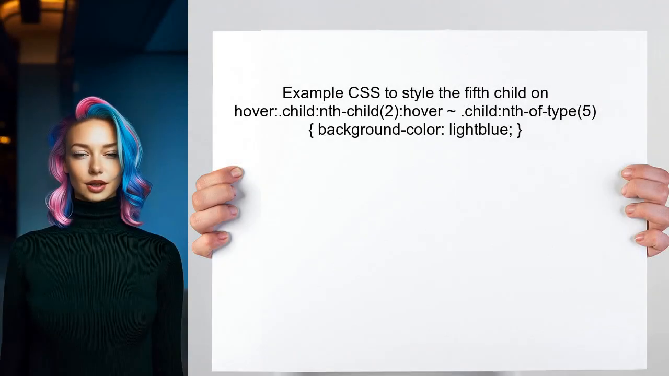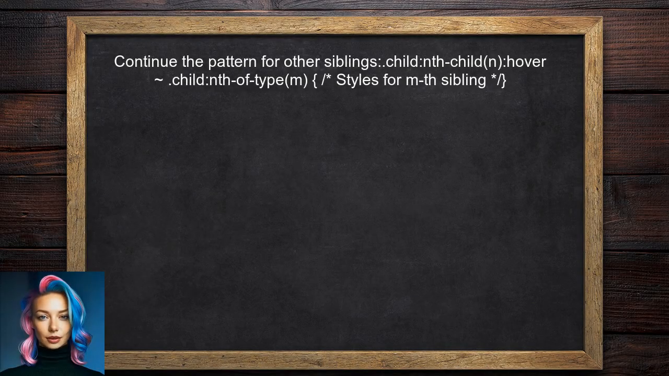Similarly, to style the fifth child when hovering over the second child, the user can adjust the selector accordingly. This allows for dynamic styling based on the hovered element. The user can continue this pattern for other siblings as needed. By using the nth-of-type selector, they can specify which sibling to style based on the hovered child.